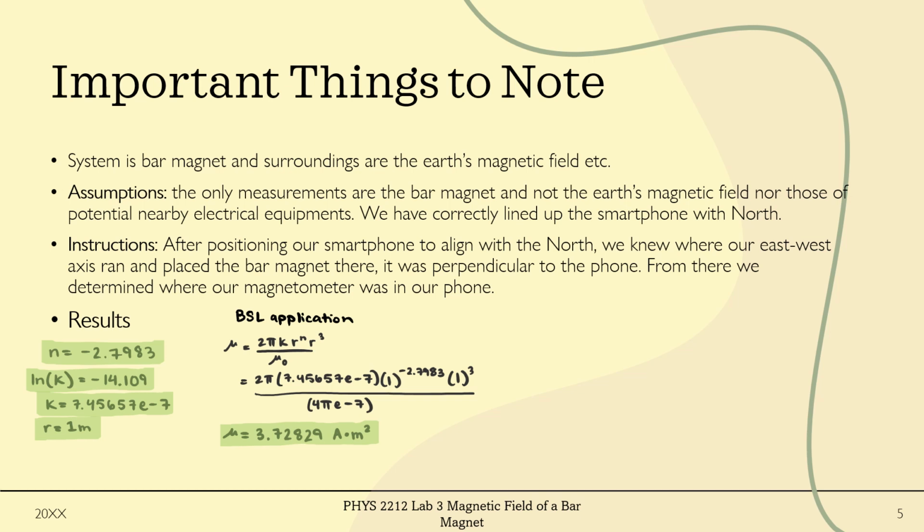And in our results, we found that our n is equal to negative 2.70, well, about negative 2.8. And then our natural log k is equal to negative 14.1. Our k is 7.45 e to the negative 7. Our r is equal to 1 meter. And we're going to apply our PHYS law to find that the magnetic moment of the bar magnet is 3.73 amperes per meter squared.